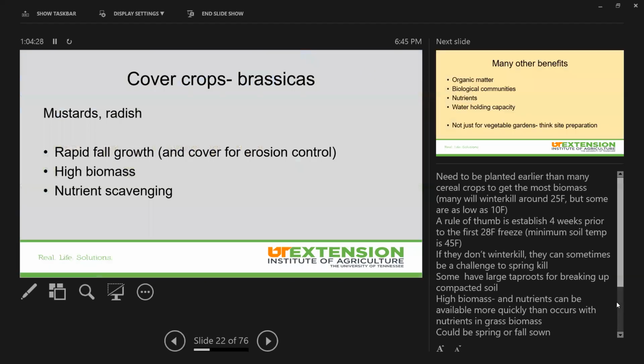Okay. So your brassicas, mustards, radish, very good crops. Again, get them out early, probably about the end of August, going into September. And whether you eat them or not, they're going to be there throughout the winter for erosion control. So mustards have a natural pre-emergent weed control factor.